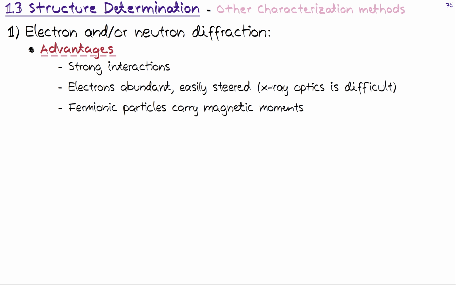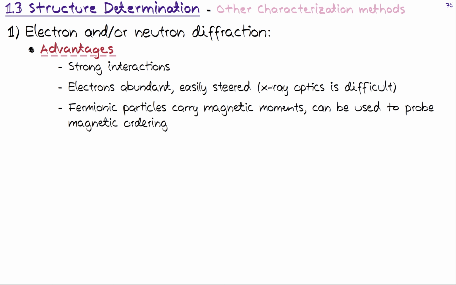The possible advantages, and actually practical advantages, that we get is that now we are dealing with matter, real particles, and they are fermions, electrons and neutrons, and that means that they also carry magnetic moments. And what this means in practice is that it can be used to probe magnetic ordering. And this is a real benefit when we are using especially neutrons, because it can provide us a means to understand domain formation of magnetic domains.